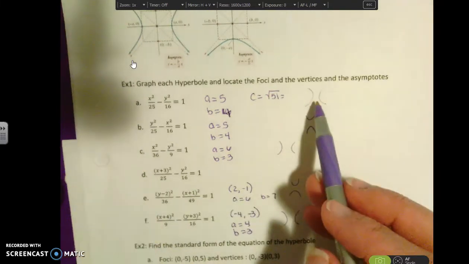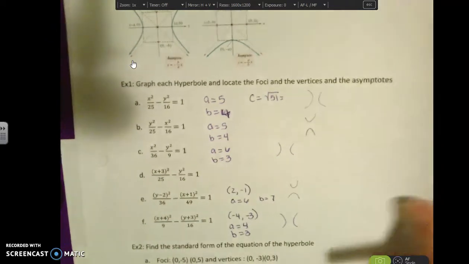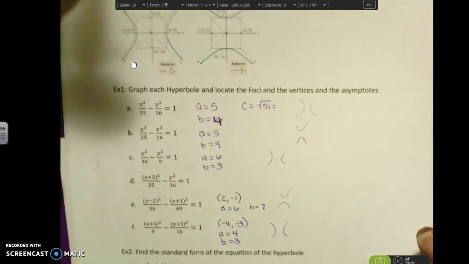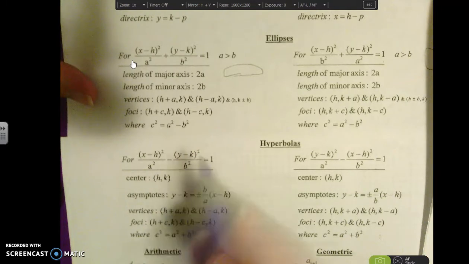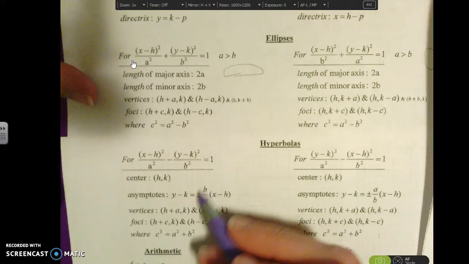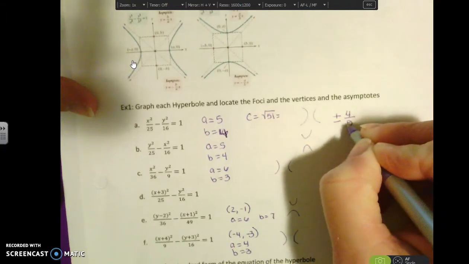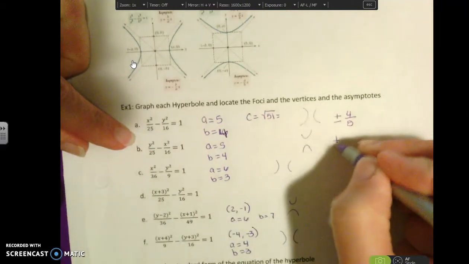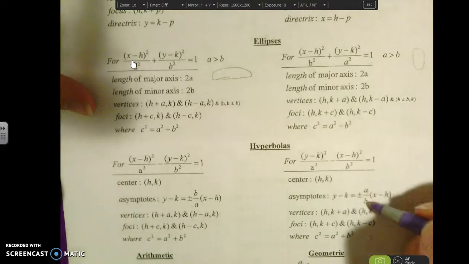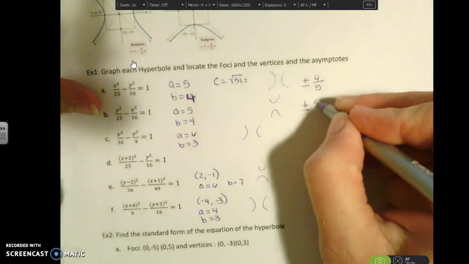Okay? Now, since this problem has X first and Y is negative, that means that we're going to be looking at our first formula, which has X first and Y is negative, and that means my asymptote is going to be B over A. So that means my asymptote here is going to have a slope of plus or minus 4/5. This one, since the y is first, my asymptote is going to be reversed, and it's going to be a over b instead. So that means it's going to be plus or minus 5/4.